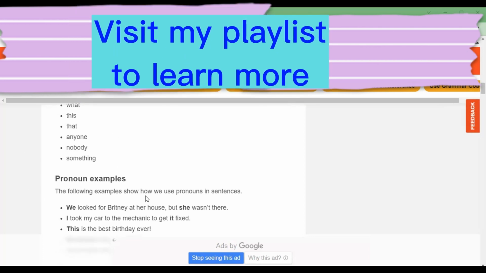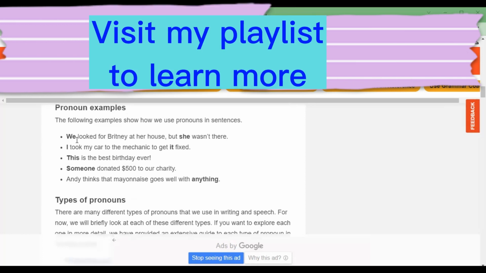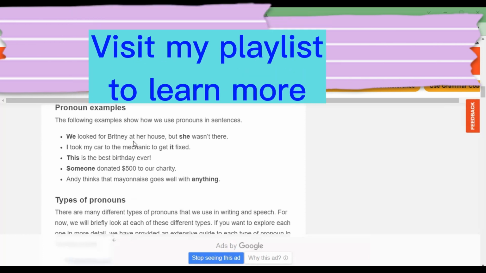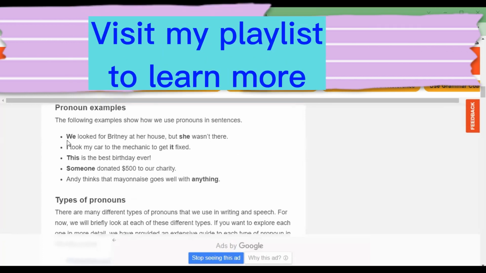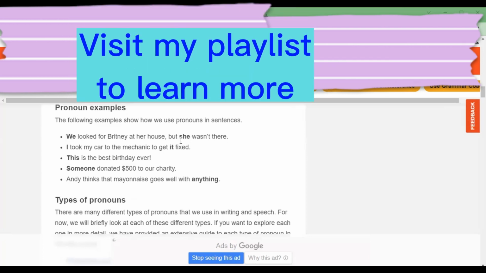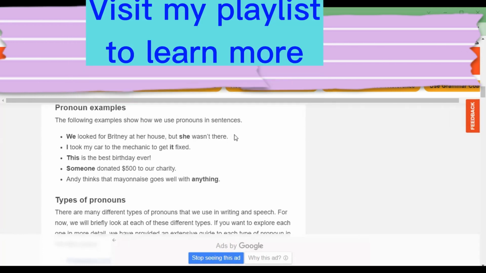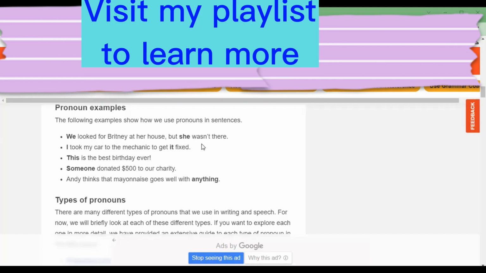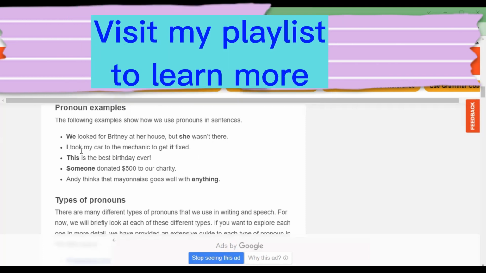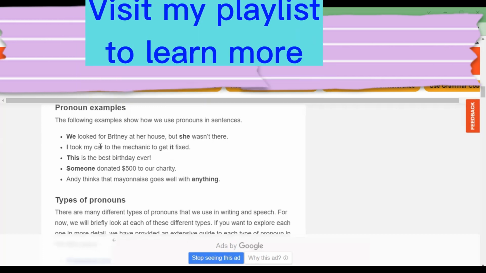Here are some pronoun examples. The following examples show how we use pronouns in sentences. Number one: "We looked for Brittany at her house, but she wasn't there." "We" is a pronoun, and "she" refers to Brittany. Next: "I took my car to the mechanic to get it fixed." Here, "I" refers to the owner of the car, and in "to get it fixed," "it" refers to the car.